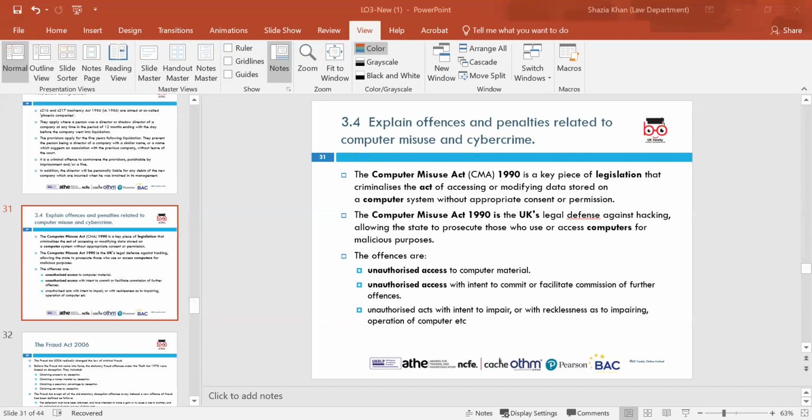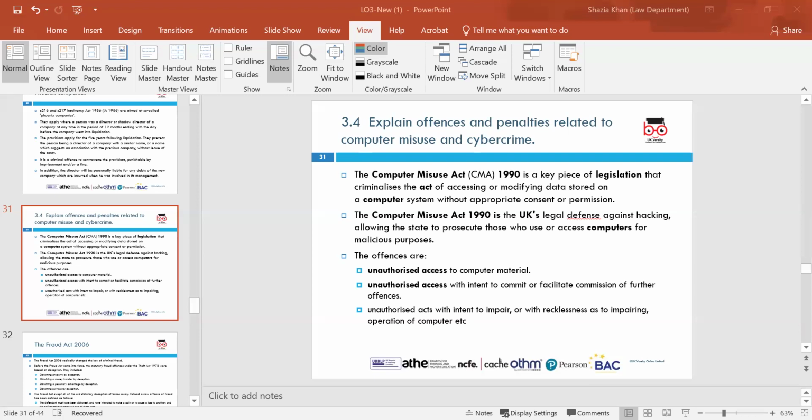The law was partly introduced in response to a case called R v Gold and Schifreen in 1988, whereby they used conventional home computers and modems in 1984 and 1985 to gain access to British Telecom's Prestel Interactive Viewdata service.